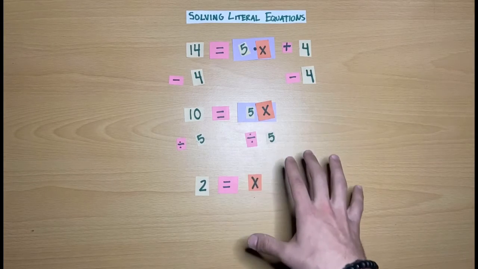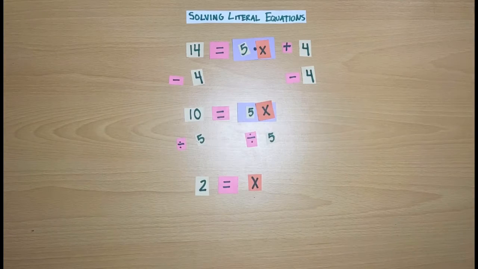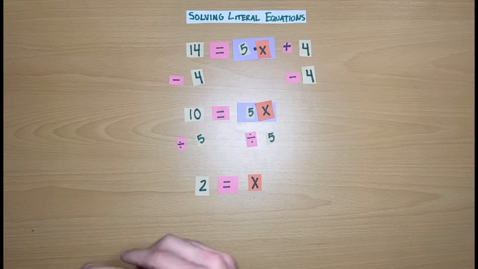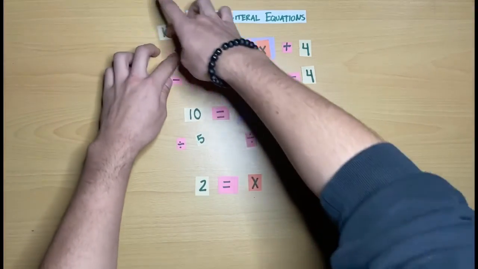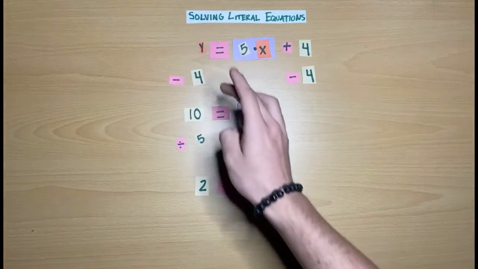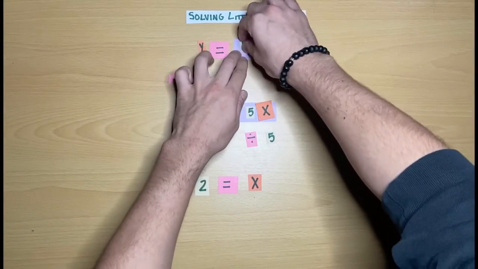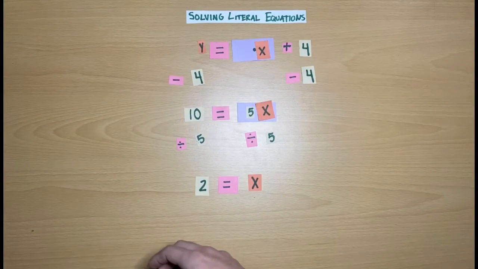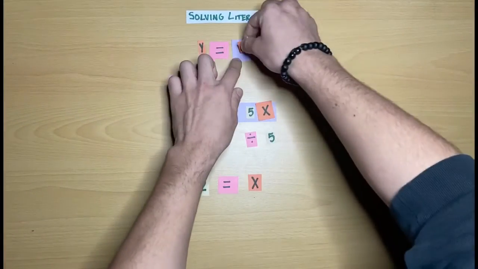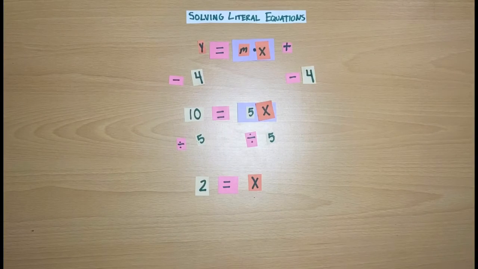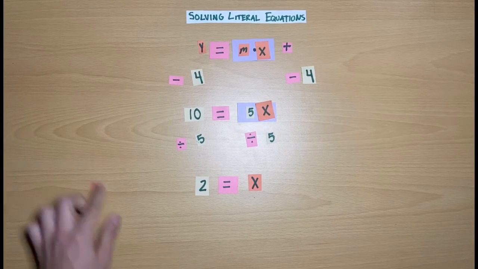Now, this was a great example with numbers, but now we're going to go back to our initial example with a literal equation. So I will replace the 14 with y. I will replace the 5 with an m. And I'll replace the 4 with a b.